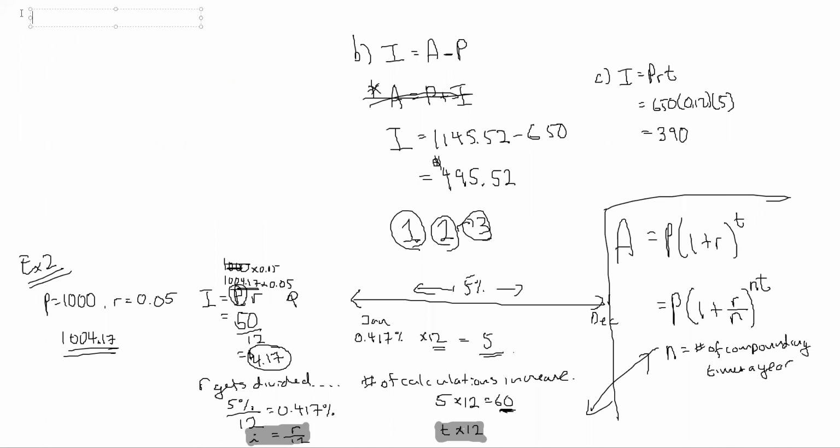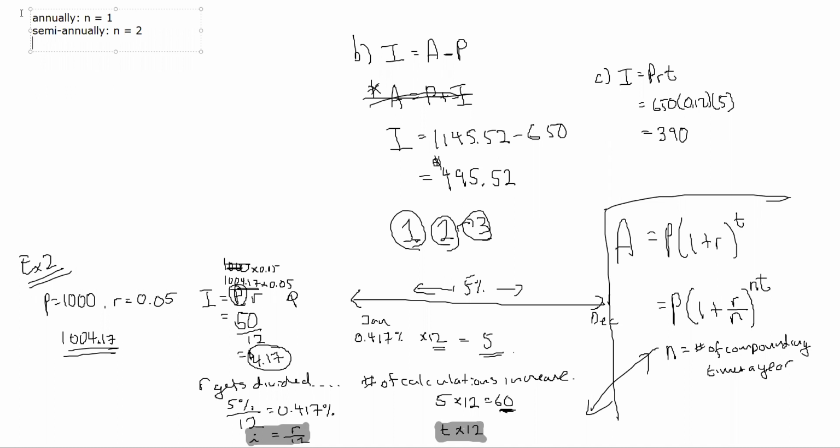If the question says it's annually, it's just once a year. If it's semi-annually, that's sort of like a semicircle. It's going to be half of a year, so N is going to equal 2. A rate of 5% will turn into 2.5.